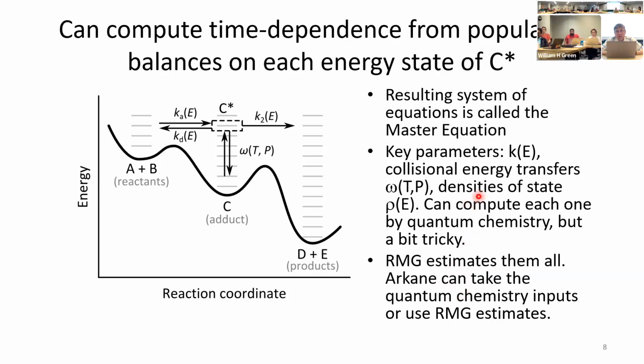You can compute these things from quantum chemistry. And Arkane can do it for you. And Arkane can mix them up. If you have some of these from quantum chemistry and some of them from RMG's estimates, you can just mix them up to get the full simulation.